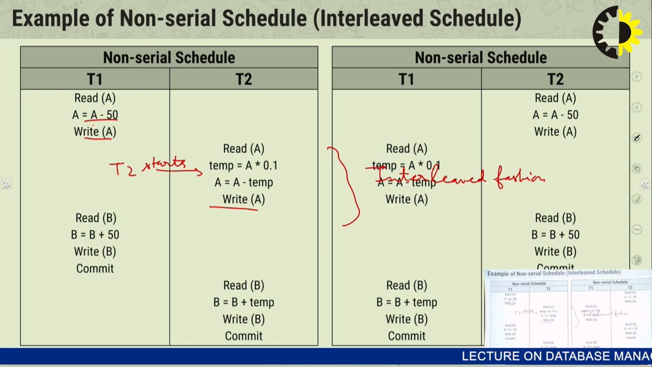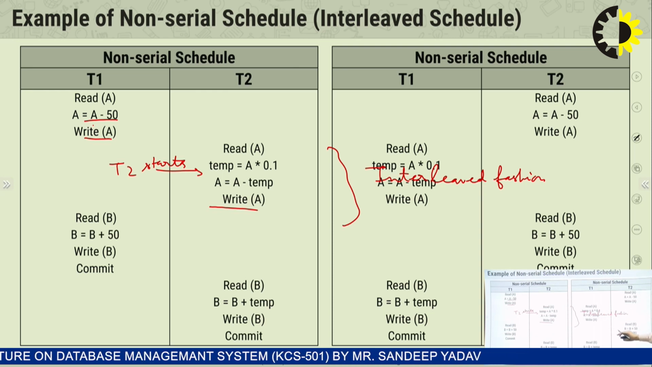This is also an example of another non-serial schedule, or we can say a concurrent schedule. Here first T2 starts, then we have some of the instructions of T1, then some of the instructions of T2, and then some of the instructions of T1.